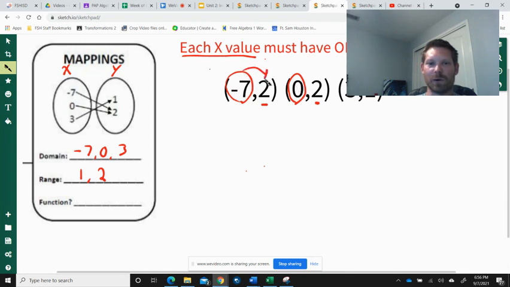-7 has only one y value. 0 has only one y value. The fact that those happen to be the same number does not matter. So this is a function. Yes, that is a function. It still follows the rule.